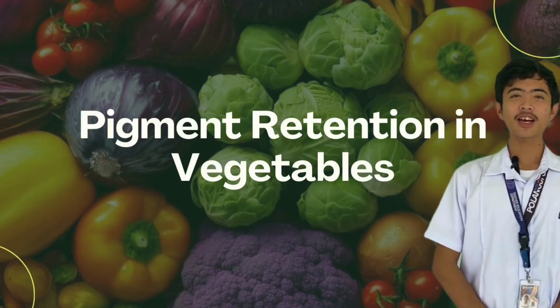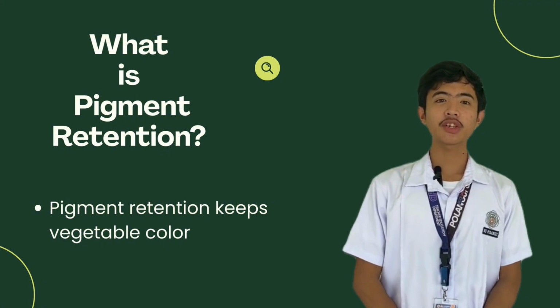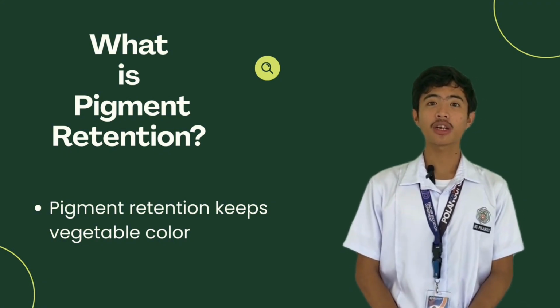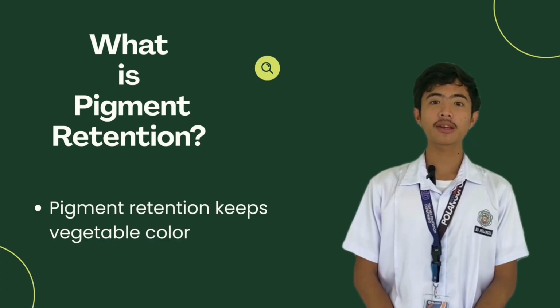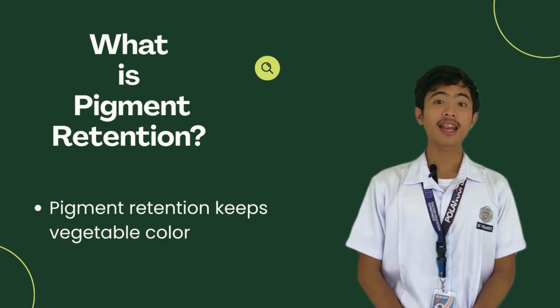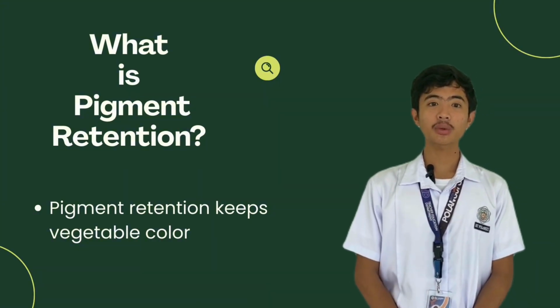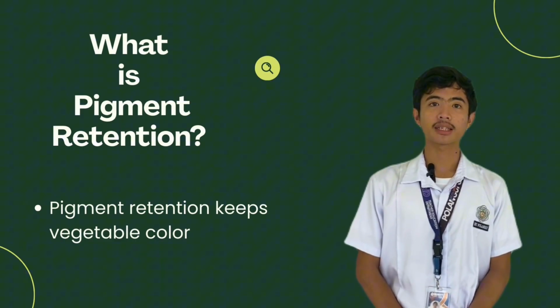Now, let's talk about pigment retention in vegetables. Pigment retention refers to the ability of a substance to maintain its color and pigment properties over time, despite exposure to environmental factors like light, heat, air, or chemicals. Pigment retention is crucial for maintaining the appearance and quality of products.